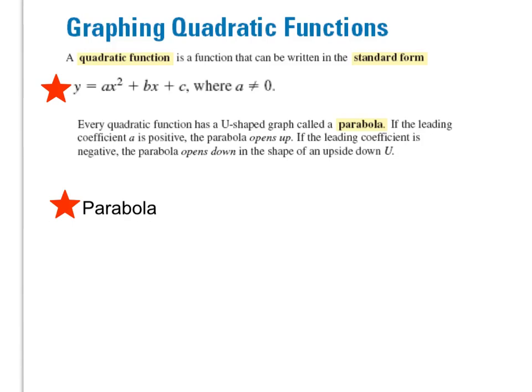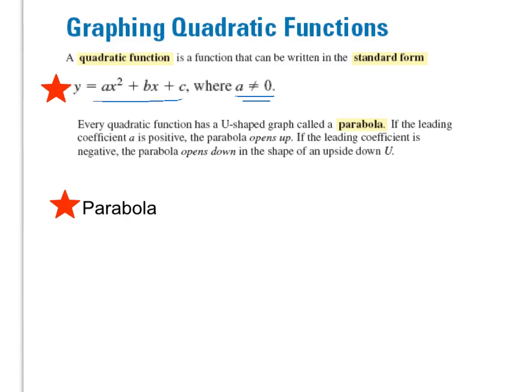So what you see here, y equals ax squared plus bx plus c, that's the standard form of a quadratic function. Now it says where a is not equal to 0, because if a were 0, what would happen? Yes, the x squared term would disappear and then it would just be a line.